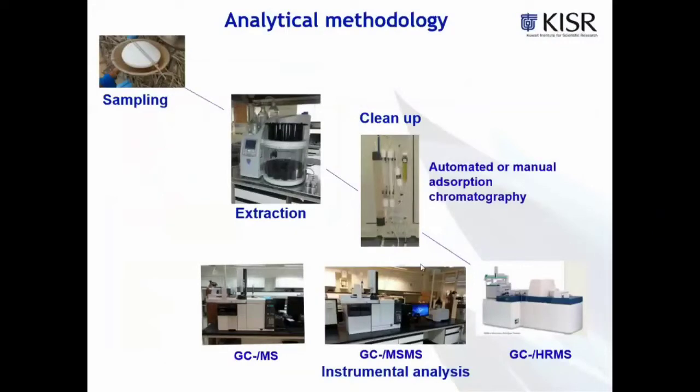The general analytical methodology for this kind of analysis is the one I'm showing you here. So first of all, the sampling: we collect the sample, and the samples arrive at our lab. It can be a soil, a sediment, a sludge, or a PUF. In this case, the target analytes are extracted. It can be done by accelerated solvent extraction, like the instrument I'm showing here, but also Soxhlet or other conventional extraction techniques. Then there is a cleanup that could be manual or automated. And finally, the last step is the instrumental analysis, which can be GC-MS, GC-MS/MS, GC-HRMS, or even HPLC-MS/MS.